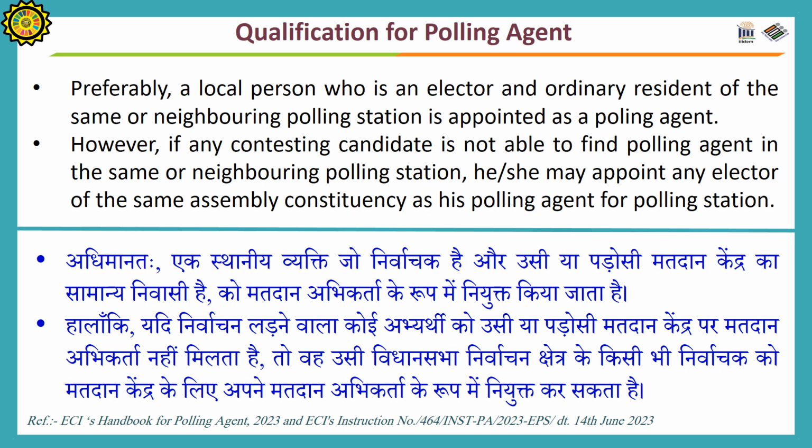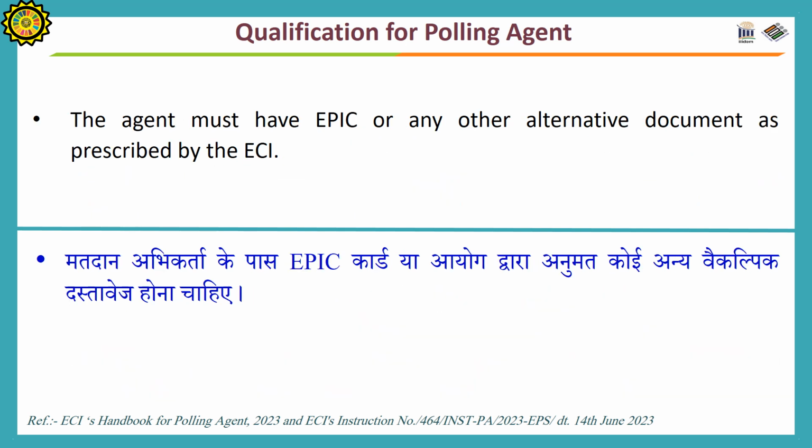However, if any contesting candidate is not able to find a polling agent in the same or neighboring polling station, then he or she may appoint any elector of the same assembly constituency as his polling agent for the polling station. The agent must have EPIC or any other alternative document as prescribed by the Commission.